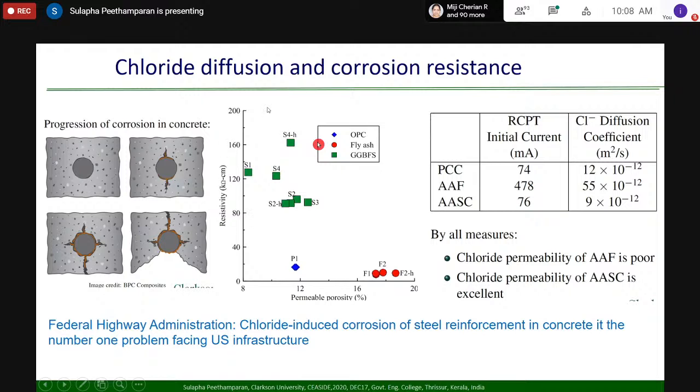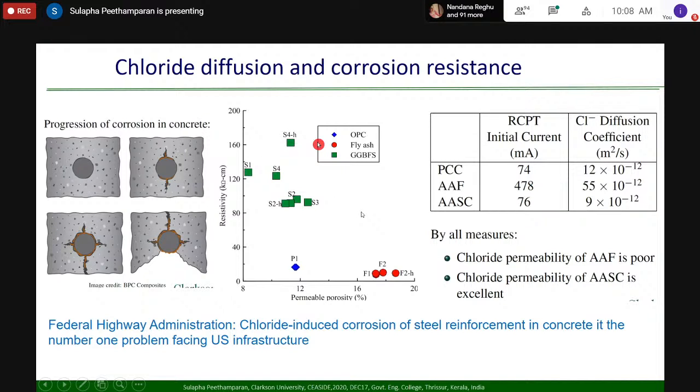Also, we can measure different parameters like the resistivity of your concrete. The higher the resistivity, the better the protection against steel corrosion. So this concrete is very good in that aspect as well.